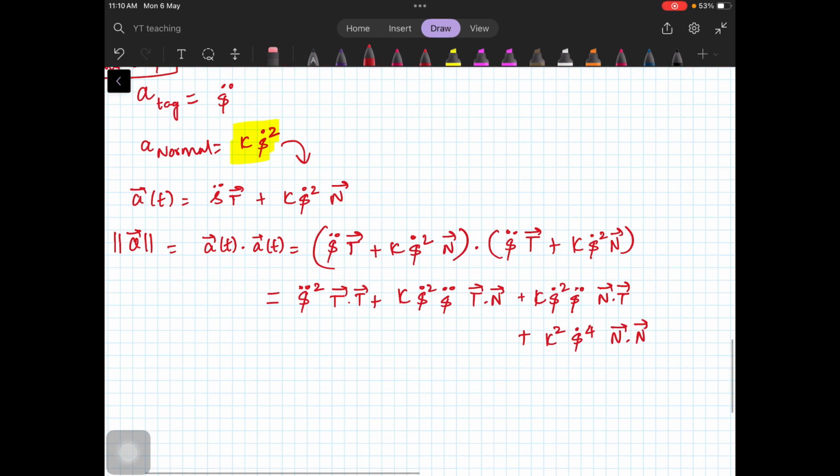Now look at these quantities. How much is this? How much is this? How much is this? And how much is this? You can write in the comment box.